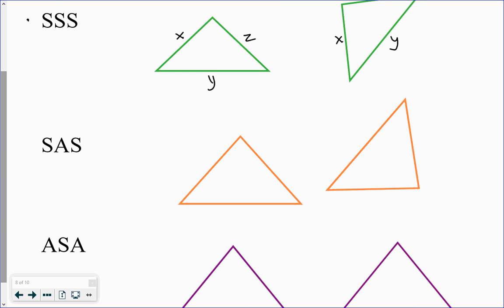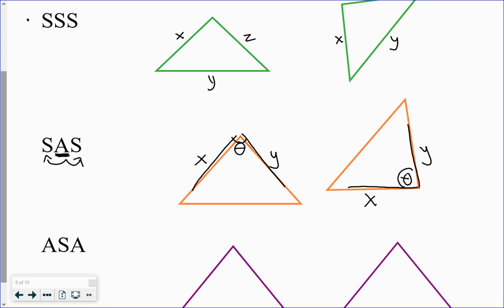SAS means side, angle, side. Now the catch is the angle must be between the two sides. So if I know this side right here, and I know this side right here, and let's say I know this side right here, and I know this side right here. If I know this angle right here, and this angle right here, so side, angle, side, side, angle, side, then I can say that those two triangles are congruent.